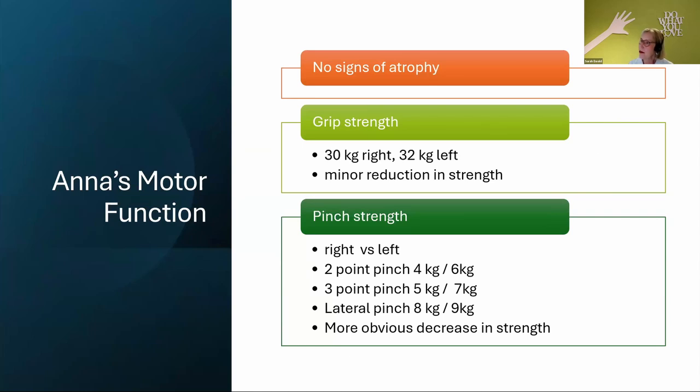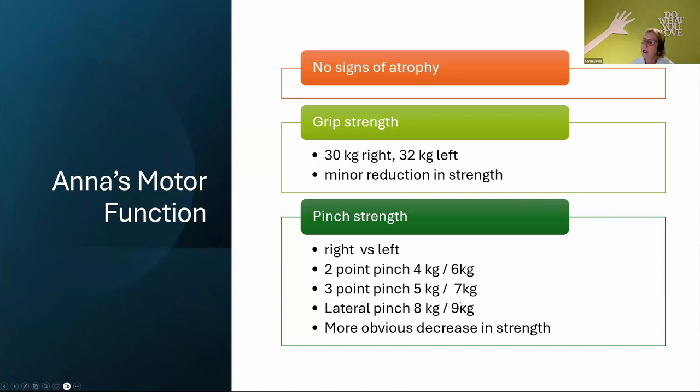Okay, so her motor function, we see no signs of atrophy. Her grip strength, she has a slight decrease right versus left, 2 kilos, but we don't expect to see a big drop off because her long flexors are innervated before the carpal tunnel. Pinch strength there gets a little bit more obvious. There we have a drop off of about 2 kilos. That quite possibly may be due to some beginning decrease in motor function there, but we don't see any atrophy.